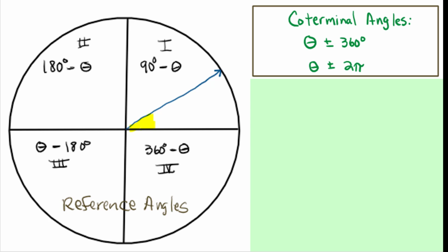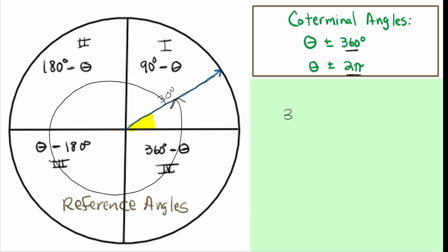Okay, coterminal angles now are angles. So here we have this 30-degree angle. Well, if we go from here all the way around the circle again, well, all the way around the circle is 360 or 2 pi.